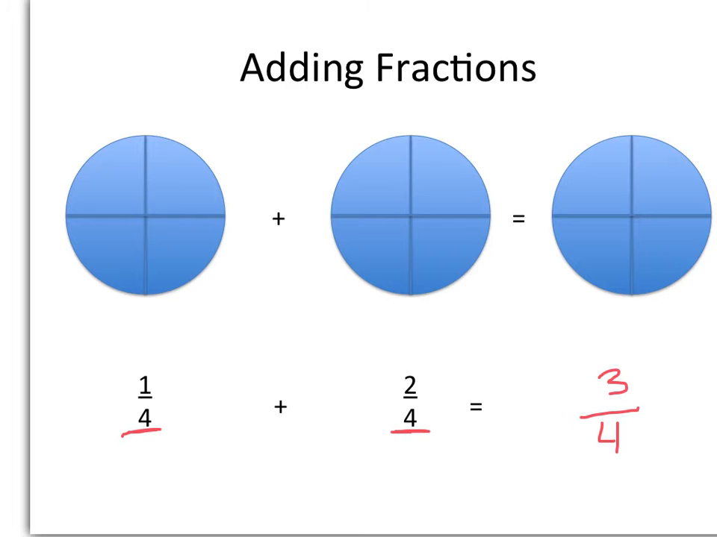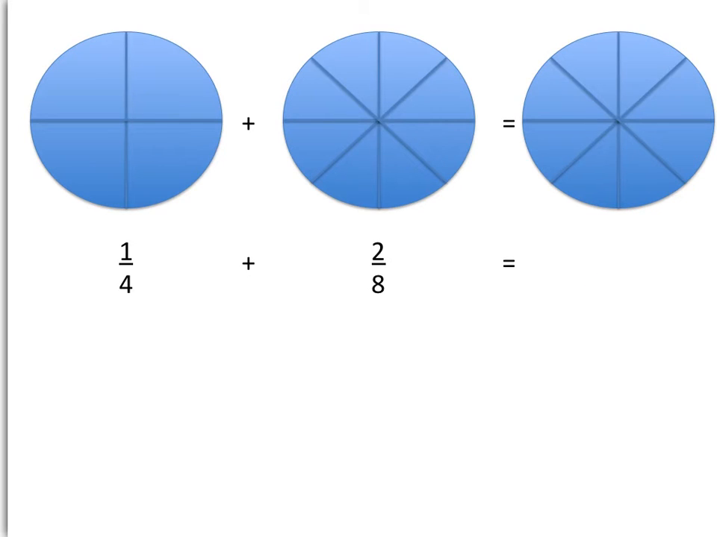We can double check this with our pictures. If we have 1/4 and 2/4, add them together, we get 3/4. Let's try a harder one. The denominators in this one are not the same.